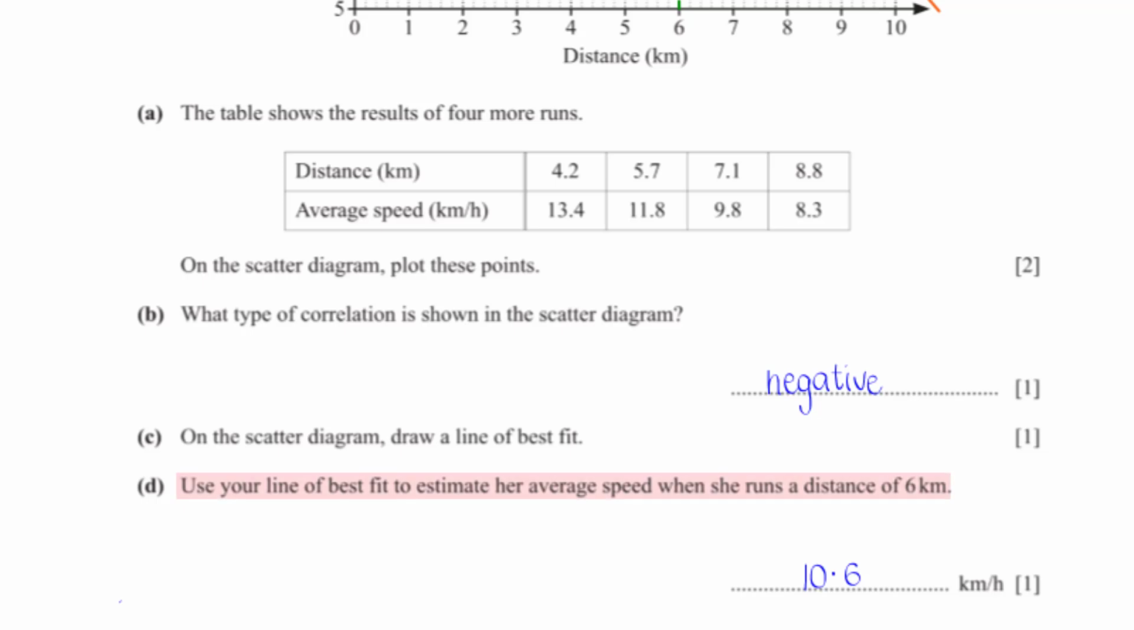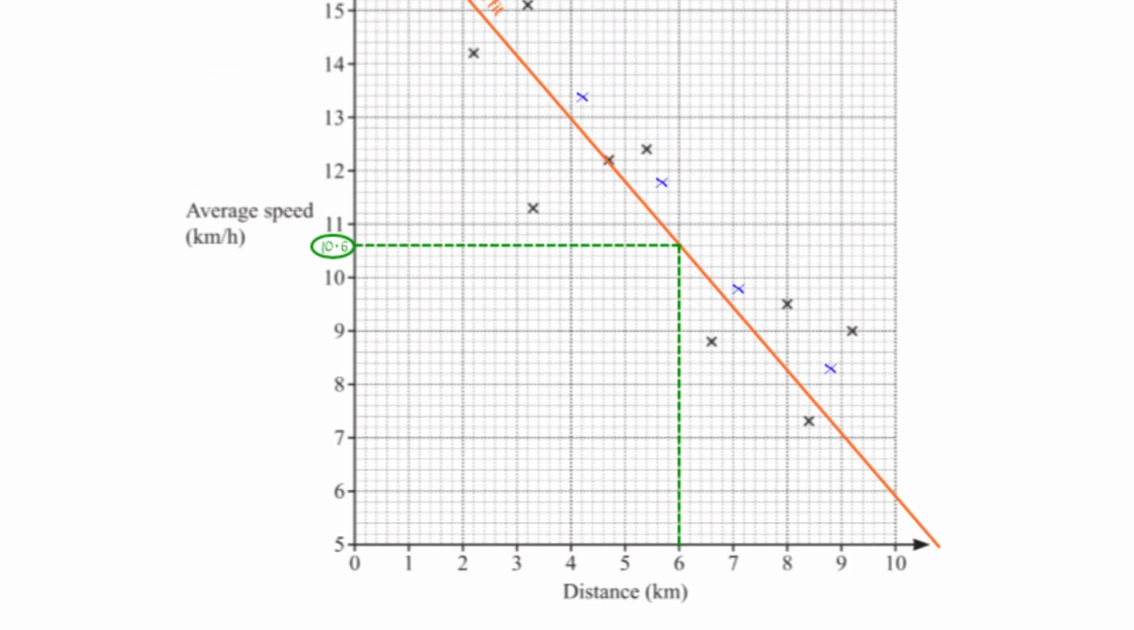Use your line of best fit to estimate her average speed when she runs a distance of 6 kilometers. So on the scatter diagram, when we map 6 kilometers, we get an average speed of 10.6 kilometers per hour.